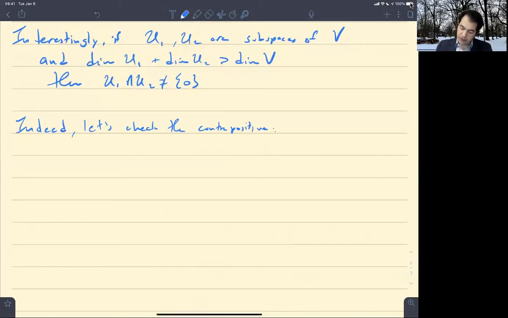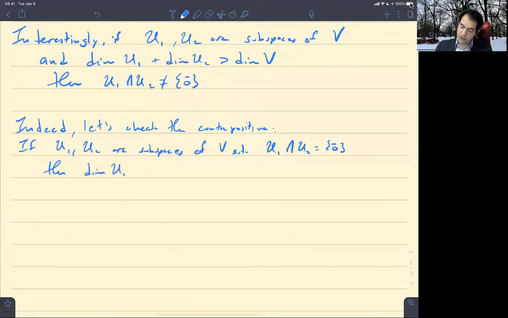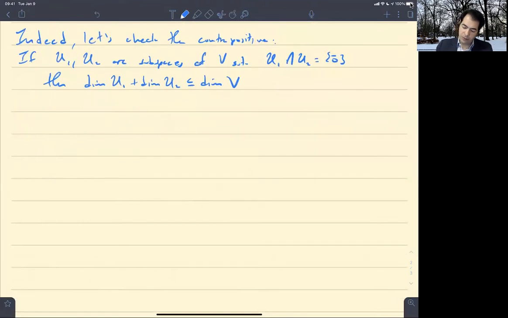So here the contrapositive says that if U1 and U2 are subspaces of V, such that the intersection is just the zero vector, then the dimensions add up to at most the dimension of V. Okay, so let's prove this.